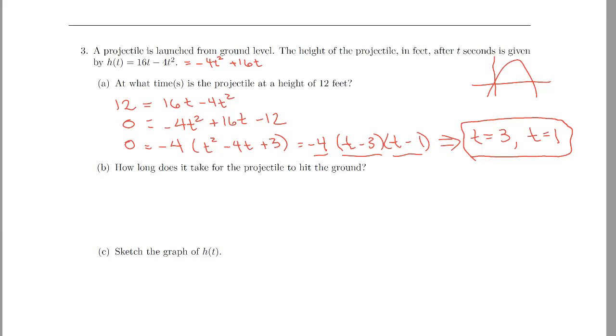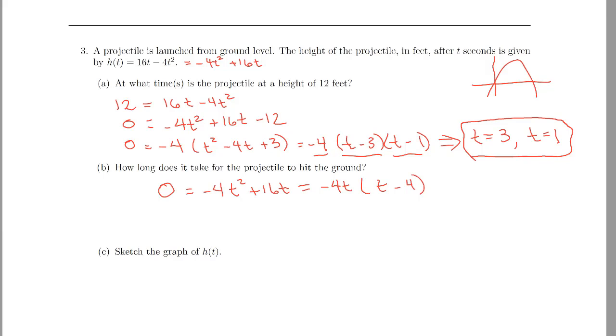How long does it take for the projectile to hit the ground? Well, what do you think I can do here? When the projectile hits the ground, the height above the ground is 0. I want to go back to my original, and I want to say 0 equals negative 4t squared plus 16t. I'm going to factor that. I'll factor out the negative 4t times t minus 4.